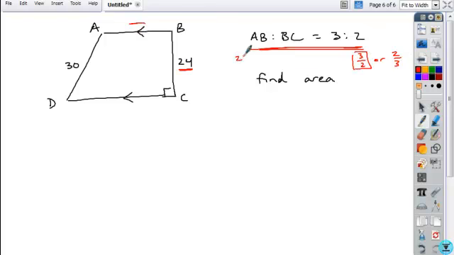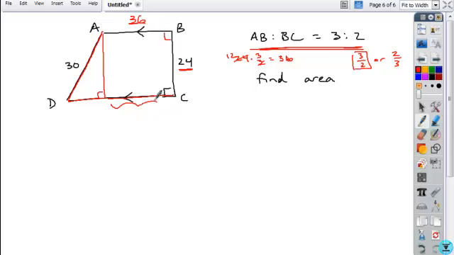So if we take 24 times 3/2, that's going to give us the length of AB. So 2 goes into 24 12 times. 12 times 3 is 36. And so we get our length up here to be 36. And once we have that length, because these lines are parallel, we know that this is squared off here as well. We have this right triangle, and we have this rectangle.